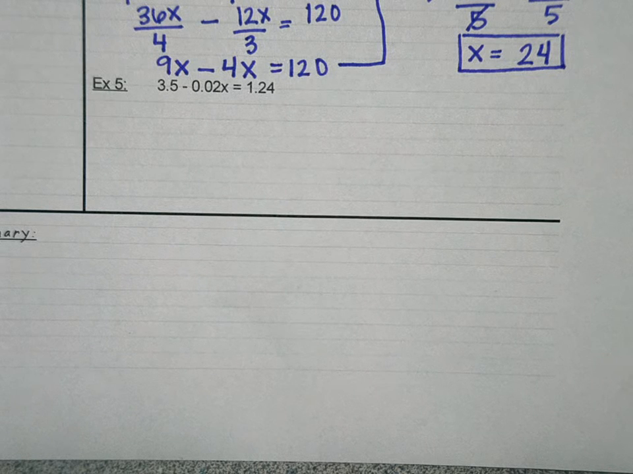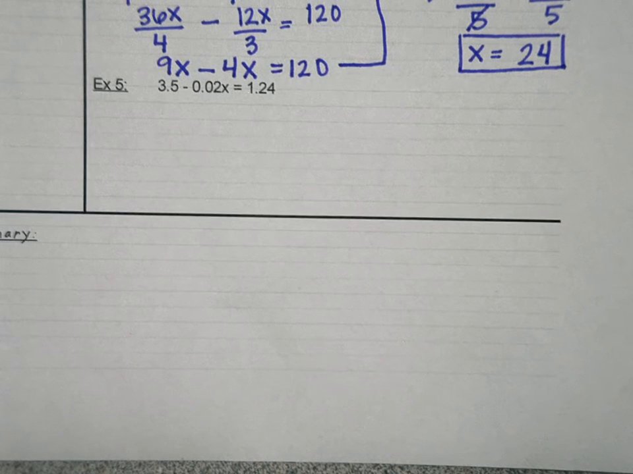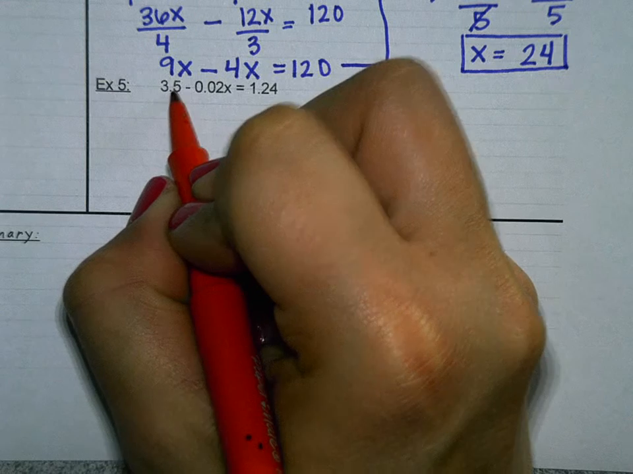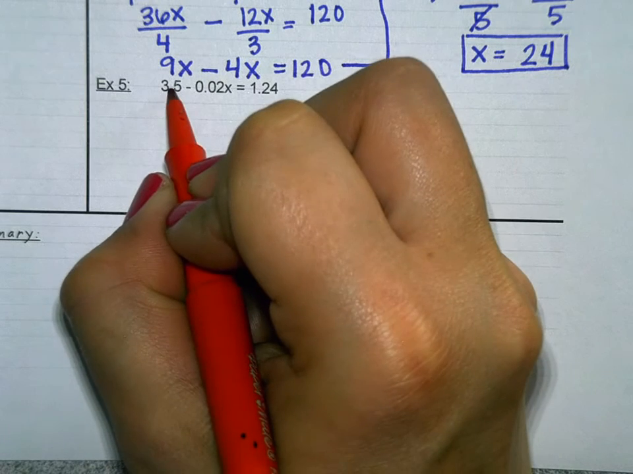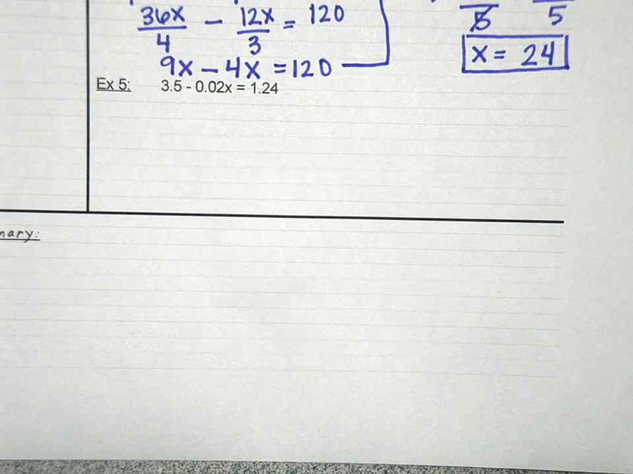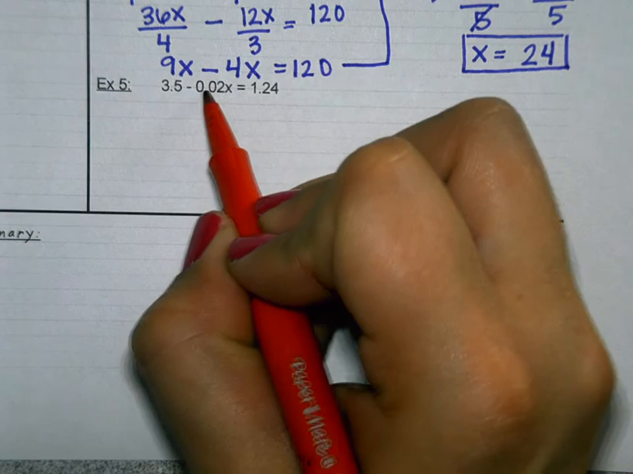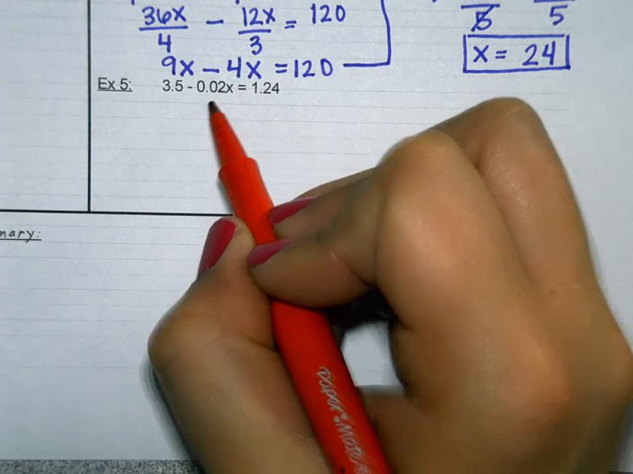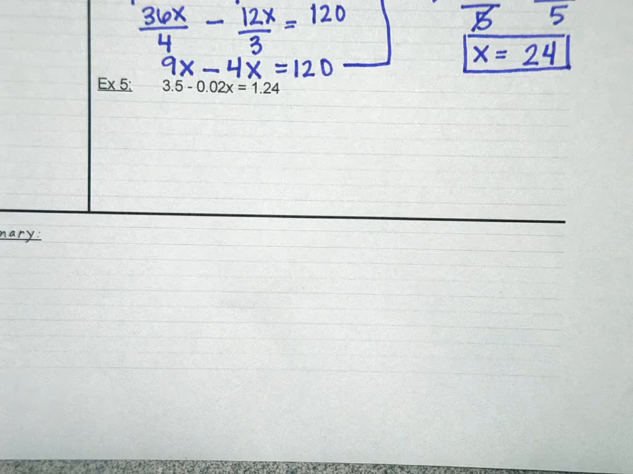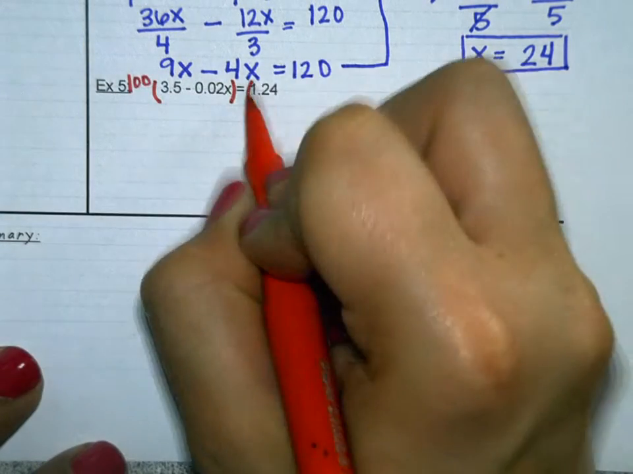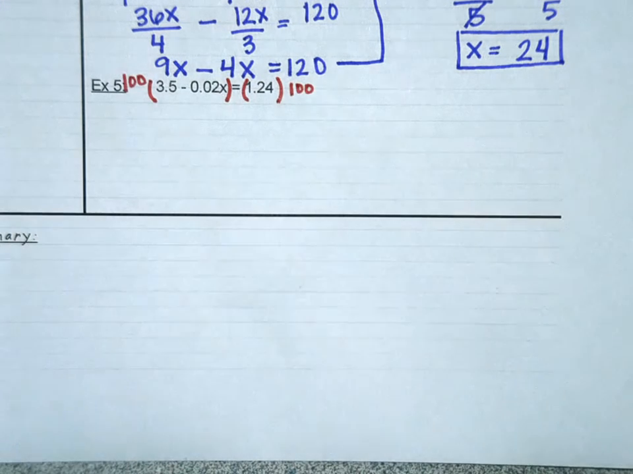So what we want to do is find a number that will move the decimals over so that we have all whole numbers. On this 3.5, I just need to move the decimal over 1. So that would be the same as multiplying by 10. However, on this 0.02x, I need it moved over 2 spaces. So that's the same as multiplying by 100. So I'm going to multiply both the left and the right hand sides by 100.